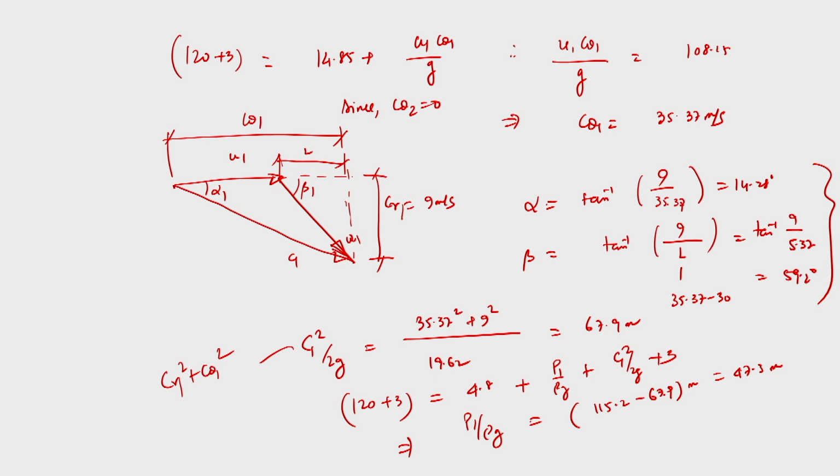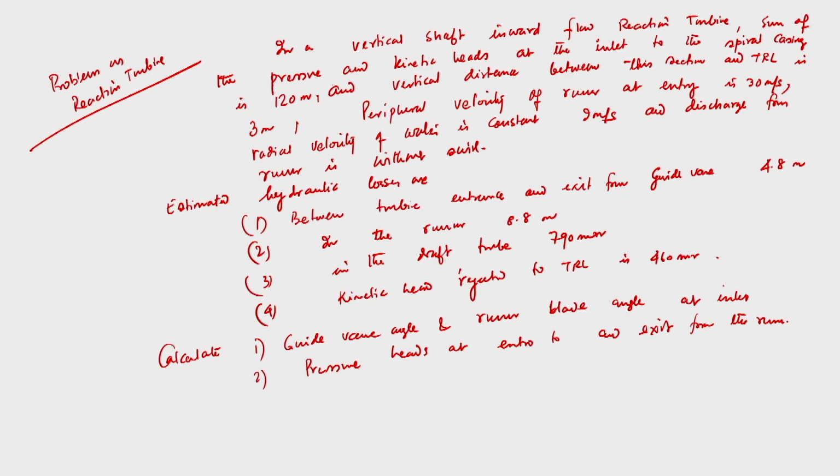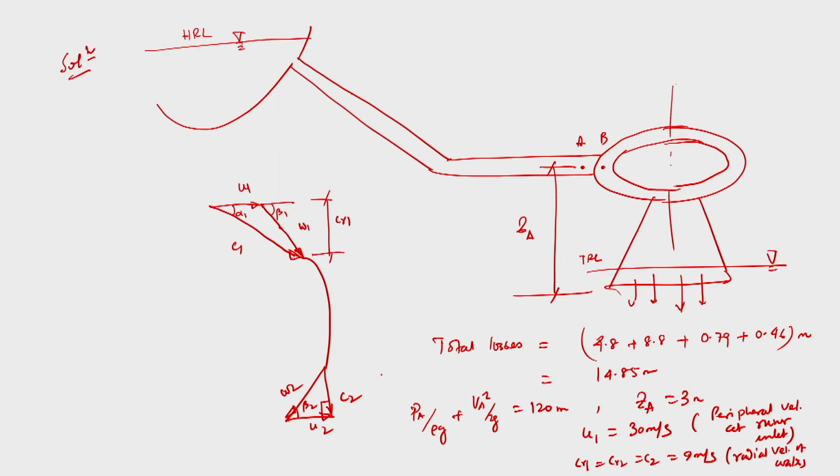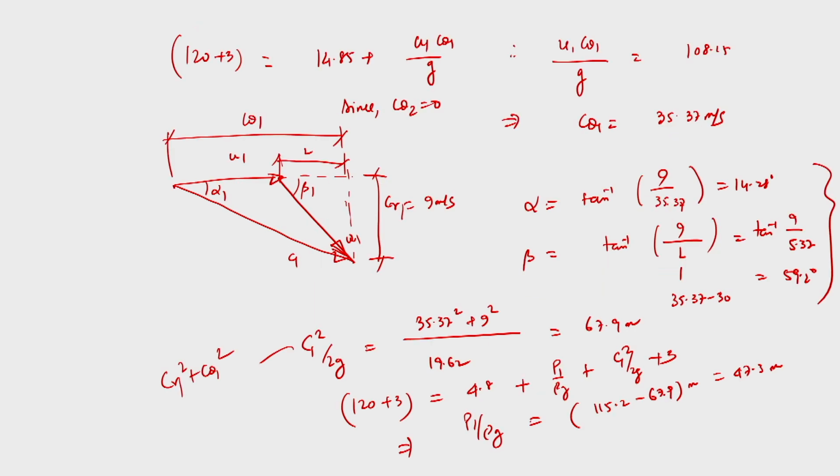Now, what will be P2 by rho g? That is what we need to calculate, because that is very important. That is because of the pressure head at the entry and exit of the runner. So, entry to the runner is P1 by rho g. So, P1 by rho g plus C1 square by 2g plus 3 plus 4.8 is equal to total head 120 plus 3. Apply Bernoulli equation between A and B. B is entry to the runner, right. So, we can obtain from there.